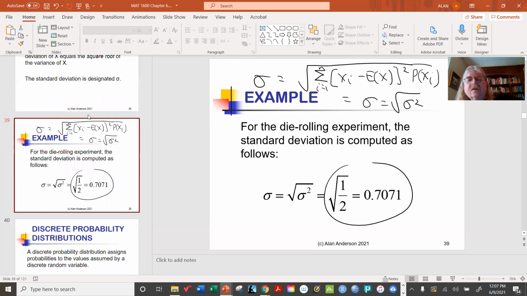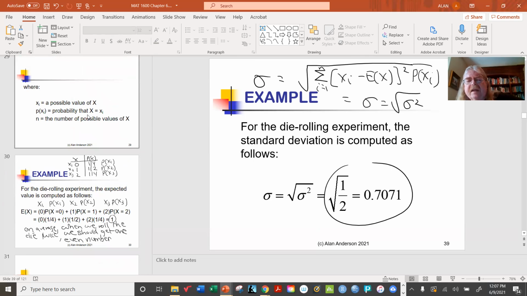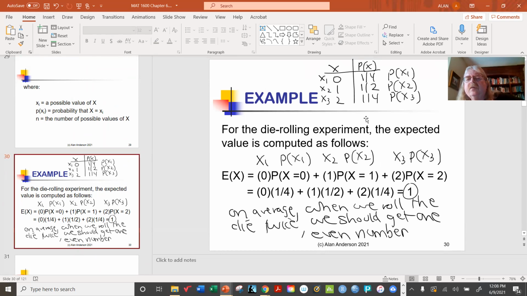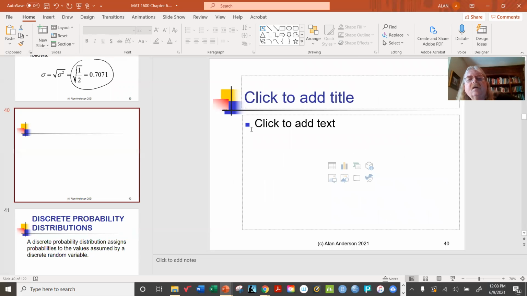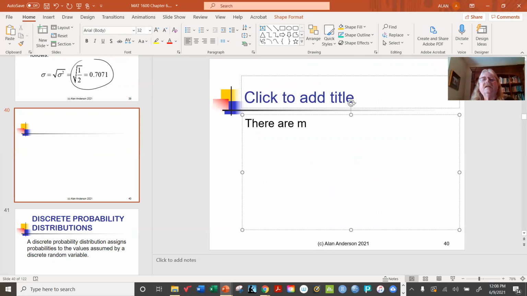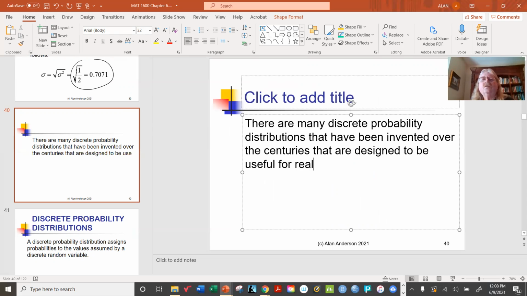All right. Now, it turns out, now that we understand what a probability distribution is and a random variable, the one we've been using is nice. It's a good introductory discrete distribution, but it's not the most useful distribution in the world. It turns out that there are many discrete probability distributions that are very useful in practice. In other words, there are many discrete probability distributions that have been invented over the centuries that are designed to be useful for real world applications.